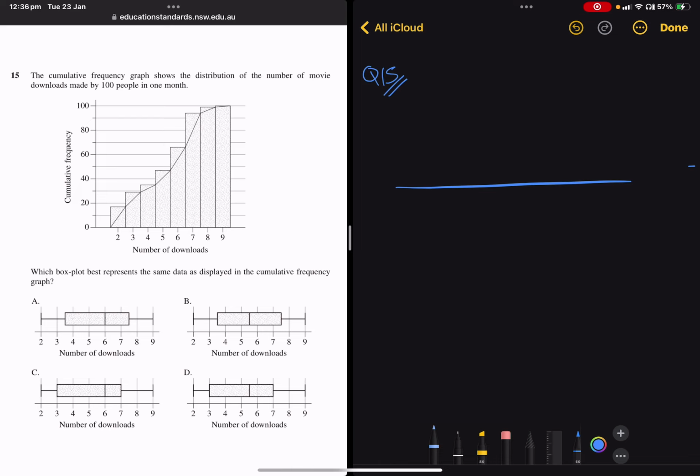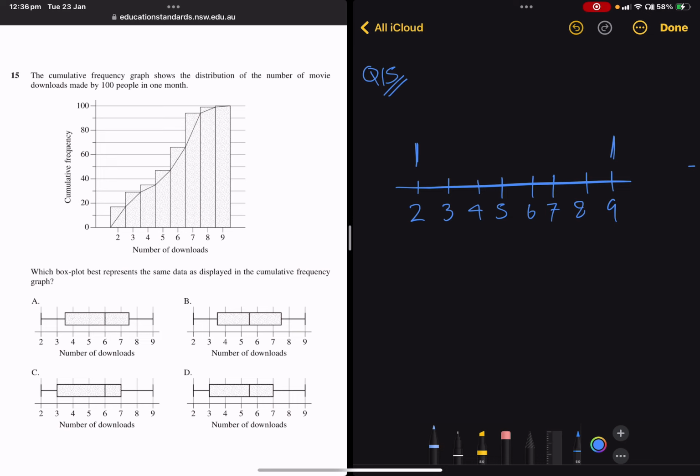So for the 0th quartile, on the cumulative frequency axis we're looking for number 0, and we go across, that gets us to 2. So I'm just going to label this 2, 3, 4, 5, 6, 7, 8, 9. If we go across from the 0 on the cumulative frequency axis, we get to 2. If we go across from 100, we get to 9. So we know these are the ends of the whiskers.